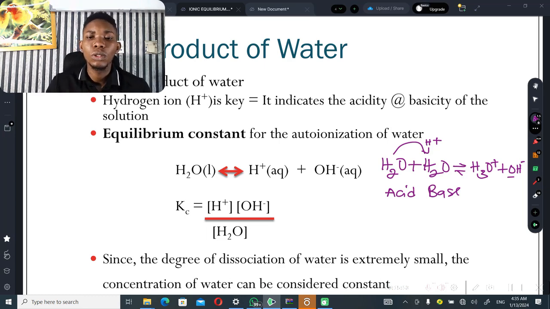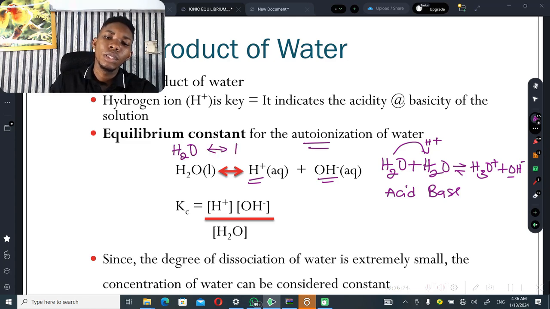This reaction is called auto ionization of water. The word auto means water is acting as the acid and also acting as the base. Water is used for the ionization of water, hence you call it the auto ionization of water. Sometimes they just indicate it with this reaction: one water splits to give us hydrogen ion and hydronium ion. Because hydronium ion is equivalent to hydrogen ion, most times they just indicate it with H2O giving H plus and OH negative.